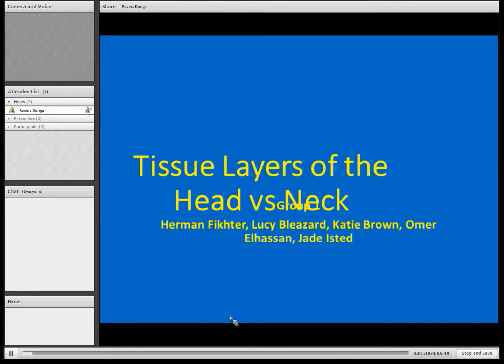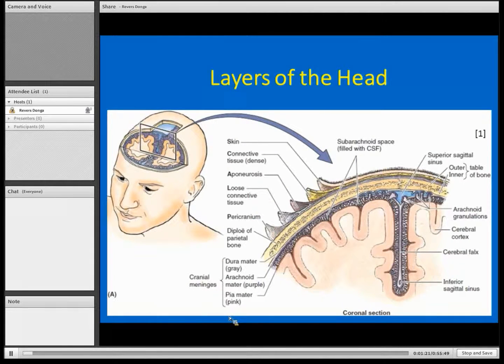So, the layers of the head, we get a really great acronym that says SCALP. We start off with the skin, then the connective tissue, then the loose connective tissue, then the aponeurosis, and then the loose connective tissue, and then the pericranium. Then we obviously have the bone, and then we have the 3 layers of meninges. SCALP can be used to remember it easily and quickly.